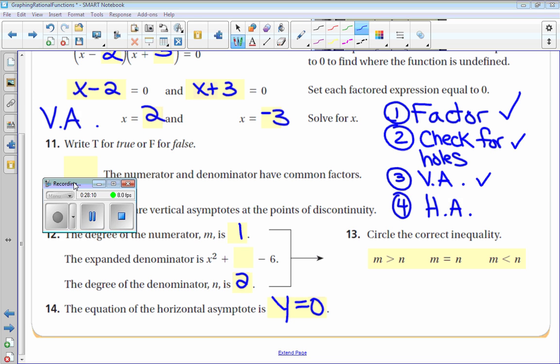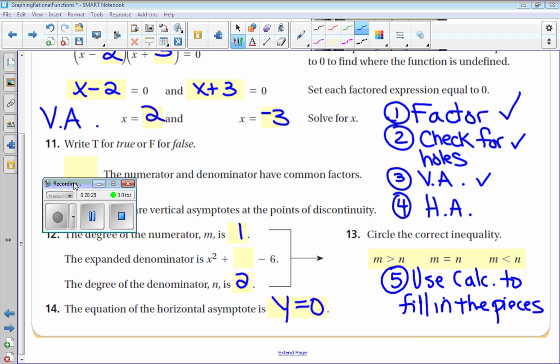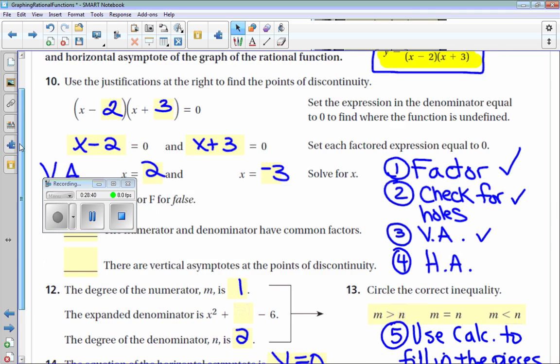Now we have to figure out where the pieces, Natalia, put your head up, honey, where the pieces of the graph go. Here is where, on step 5, I'm going to call it, I'm going to say use your calculator to fill in the pieces of the graph. Okay? That's what I want you to do. Fill in the pieces of the graph. So go to your calculator and let's plug this in.